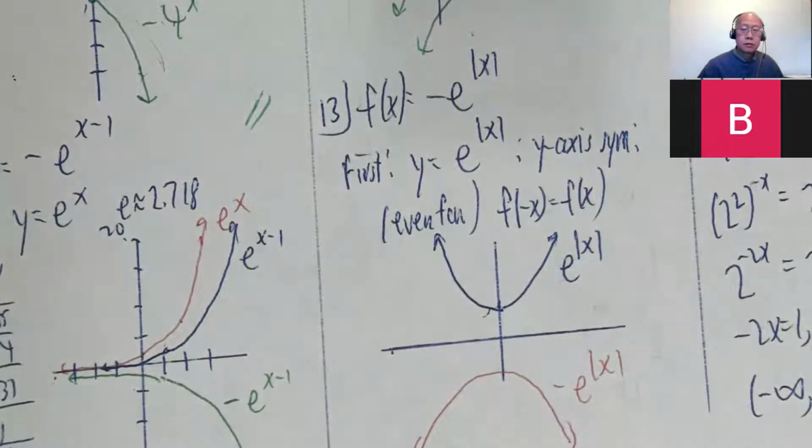Oh, is the asymptote at this point y equals 0 on 13? On 13, there is no asymptote. Oh. It does not approach any number. Oh, okay, so there's no asymptote at all. Yeah. Thank you. You're welcome.